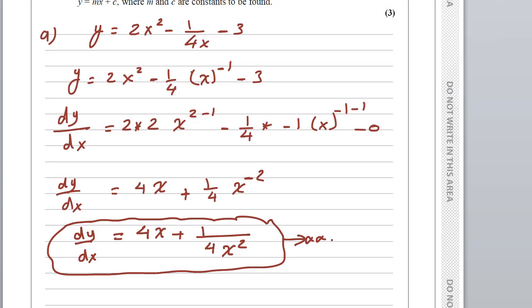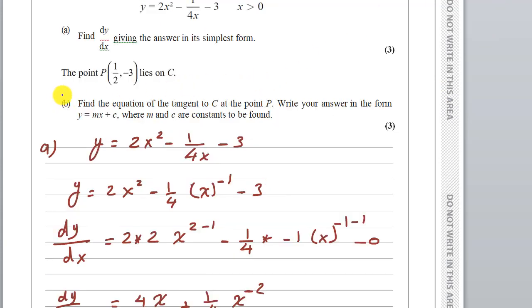Let us go ahead to another part. Now the point B, half and minus 3, lies on C. Find the equation of the tangent to C at point B. So tangents.